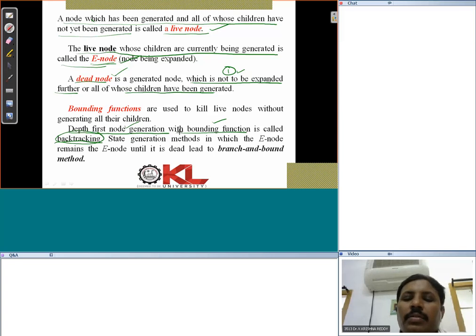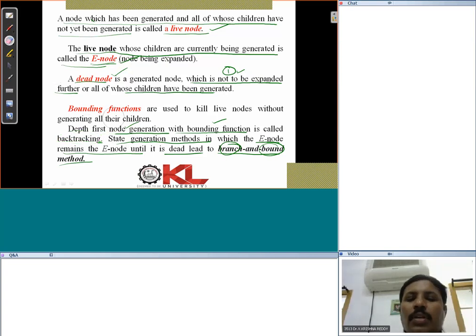And in branch and bound, it is a state generation method in which the E node remains the E node until it becomes a dead node. That means, out of the set of live nodes, which node we select as the next E node, along with the bounding function, is called branch and bound. We use the bounding function as in backtracking, and which live node we expand next as the E node is called the branch and bound technique. This is the basic idea.